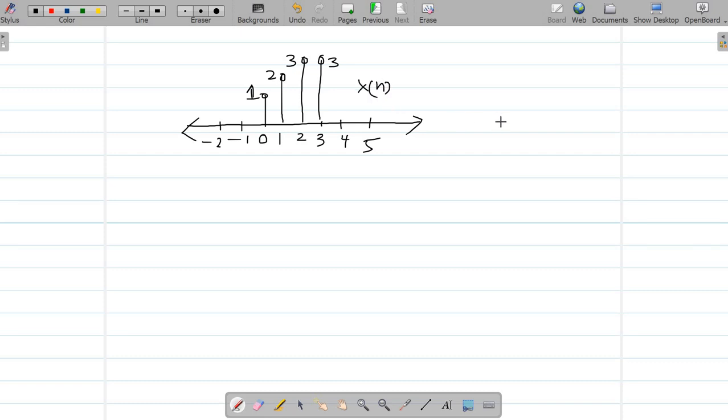Suppose I want to shift it by 2 units. Let us say I am going to delay the signal by 2 units. Delaying means I have to shift it in the forward direction. So the new signal that I get is, with the y-axis and x-axis, indices 0, 1 and 2.